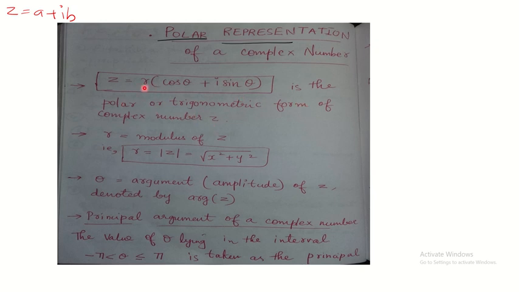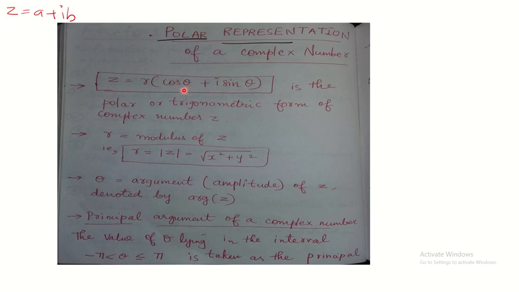So how to find this r? r is equal to modulus of z. So how to find the modulus of z? You have studied in your previous class, right? Modulus of z is equal to square root of x square plus y square. So your question will be in the form of z equal to a plus ib. From that you have to get what is x, what is y. After that you have to find the square root. Square root of x square plus y square will give you r. Okay, that is r, modulus of z.